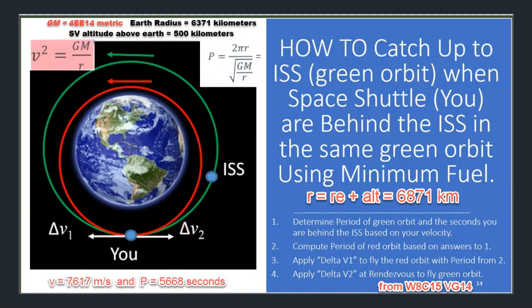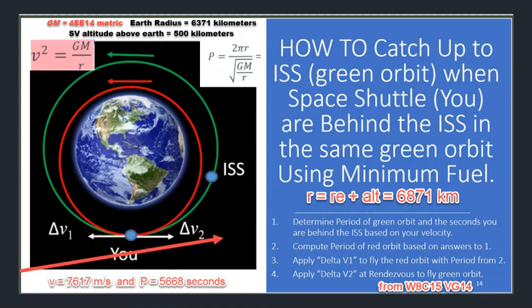So to summarize, our velocity is 7,617 meters per second, and the period, the time to go all the way around the circle, is 5,668 seconds from using these two formulas and the R from the radius of the Earth and the altitude.